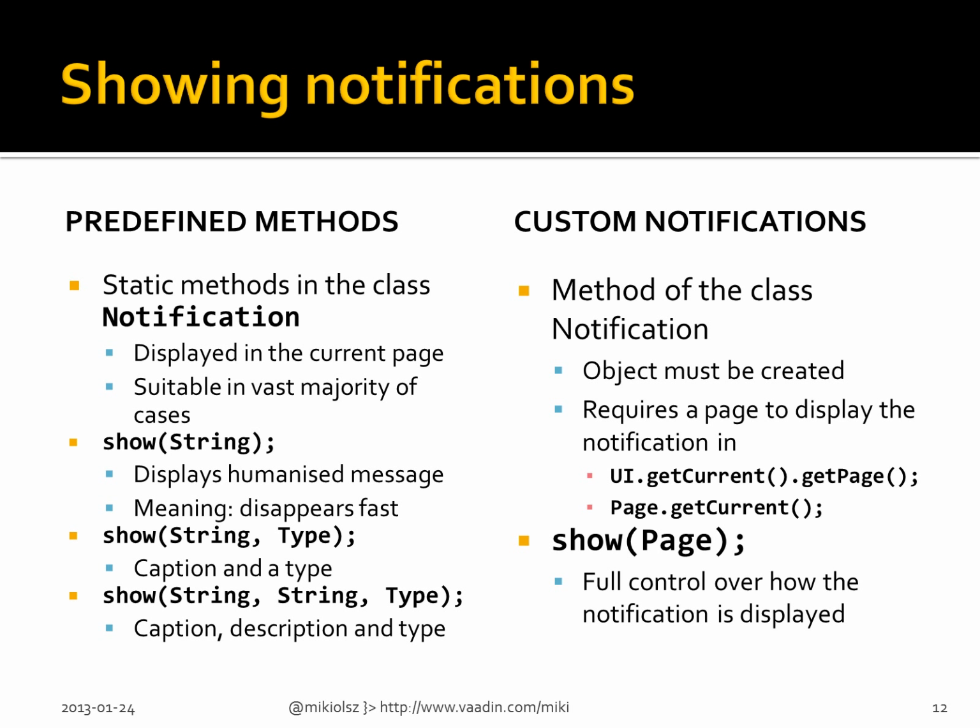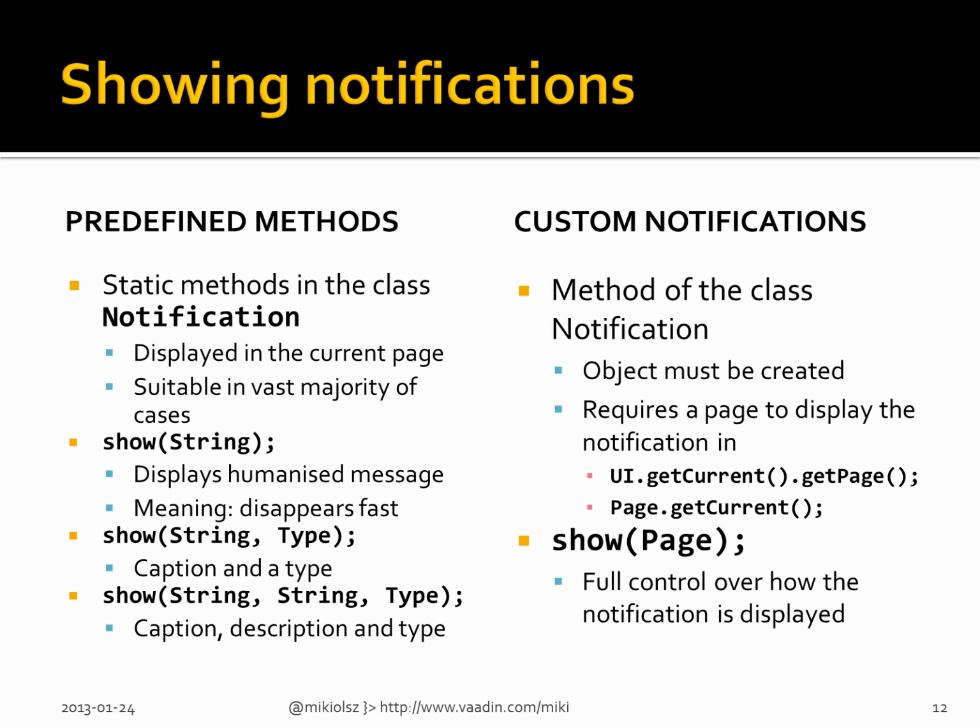So it can be error box, or it can be warning, or it can be a tray. Finally, an additional string parameter is a description. Of course, you can use custom notifications, meaning that you have to create an instance of a notification, and it requires a page which you might get from either UI getCurrent getPage or page getCurrent. And of course you call show and feed the page there.